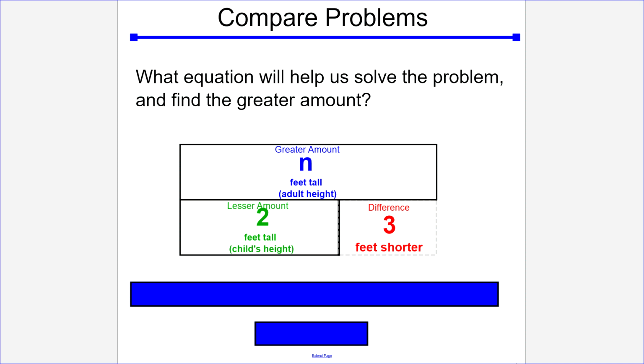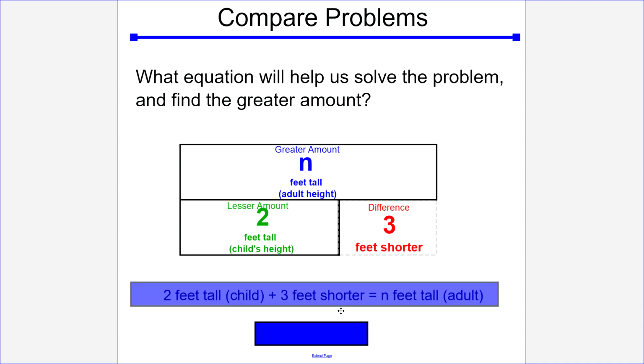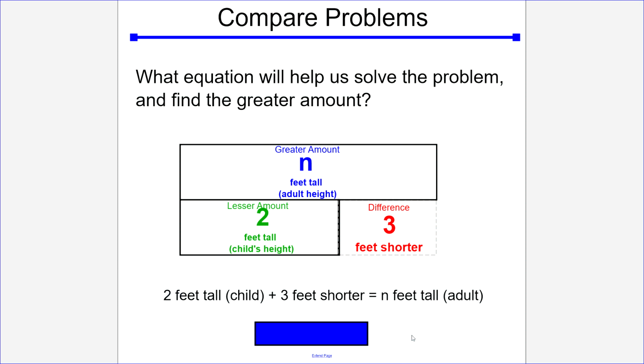To solve this problem with the missing greater amount, we will write the equation 2 feet tall, the height of the child, plus 3 feet shorter, the difference between the child's height and the adult's height, equals n feet tall, the adult's height. What will n equal in this problem? Yes, n will equal 5 because 2 plus 3 equals 5. Great job solving that compare problem with a missing greater amount with me.